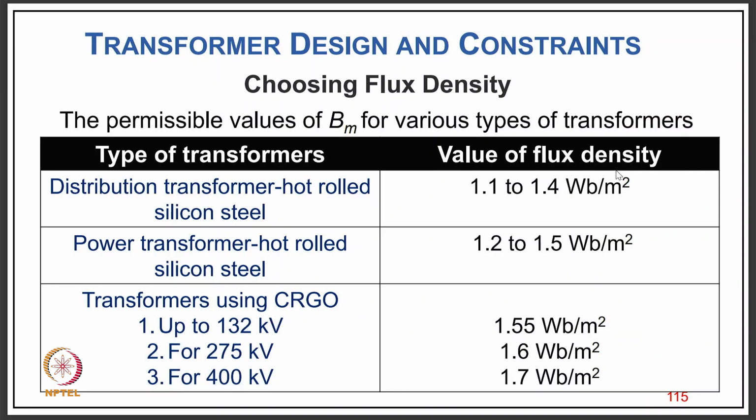So you can see here the permissible value of flux density Bm for various types of transformer. For a distribution transformer with hot rolled steel, we have a flux density of 1.1 to 1.4 Tesla, and for a power transformer with hot rolled steel it is 1.1 to 1.5 Tesla, and for a transformer using cold rolled grain oriented steel up to 132 kV it is 1.55 Weber per meter square, for a 275 kV transformer 1.6 Weber per meter square, and for a 400 kV transformer 1.7 Weber per meter square.